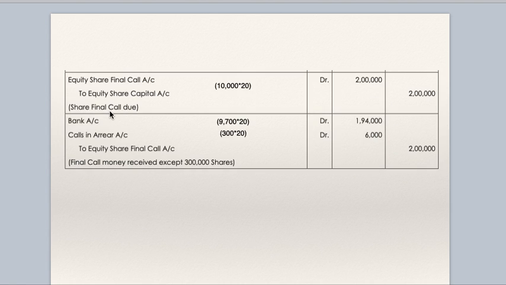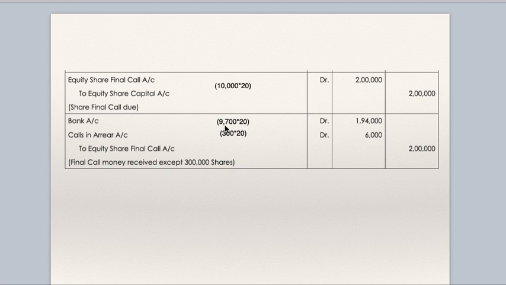Next entry is for final call. Equity share final call to equity share capital, final call due at the rate of 20 on 10,000 shares. So it is 2 lakhs. Have they received whatever was due? No. Final call was not received on 3 lakh shares. We are considering rupees in 1000, so that means final call was not received on 300 shares. So money was received on 10,000 minus 300, that is on 9,700 shares.